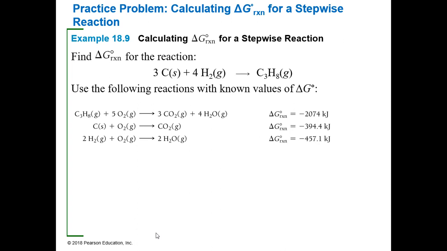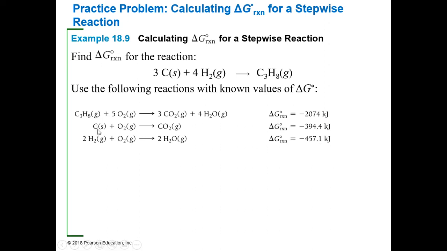So here's a reaction. We're trying to find this top reaction. So the 3 carbons plus 4 hydrogen gases gives us C3H8. Here are our following reactions. So what do we need to do in order to get this reaction at the top? So we can look at the individual components. I can look at this right away and say, let's see, this first reaction has C3H8 on the left of the arrow. I need it on the right of the arrow up here. So I'm going to flip this first reaction. That would end up giving me a positive 2,074 kilojoules.